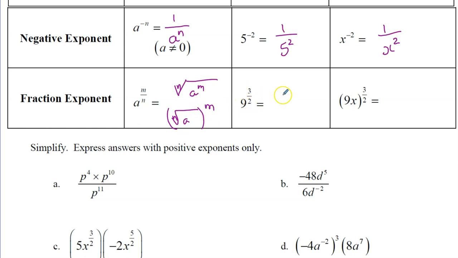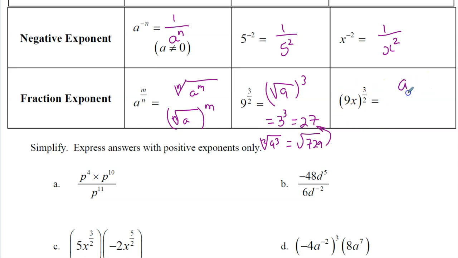So this one, I'll actually evaluate. It's the square root of 9. Now, I don't want to do the square root of 9 cubed. I'm going to do the square root of 9, and then cube that, which will be 3 cubed, or 27. If you do it the other way, you have the square root of 9 cubed, which is the square root of 729, which we probably don't really know is 27.